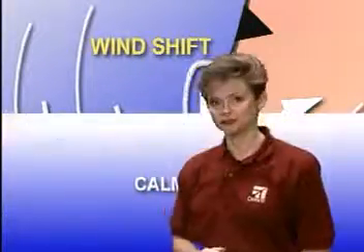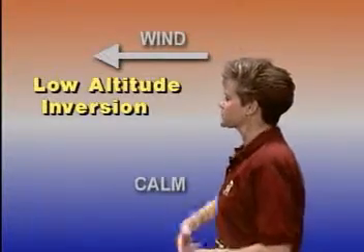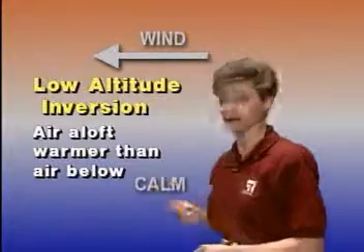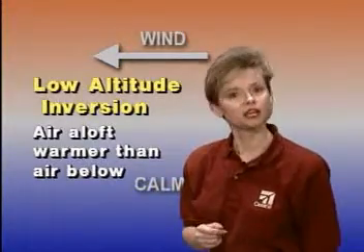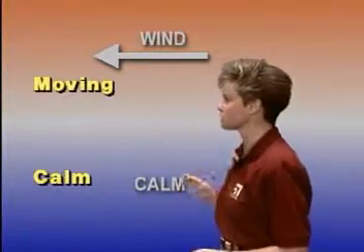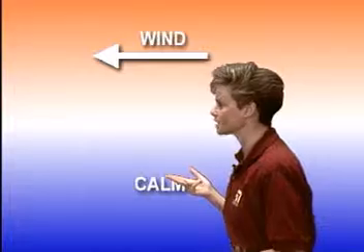Low altitude inversions are another cause of wind shear. An inversion occurs when the air aloft is warmer than the air below, instead of colder as it is normally. Usually, the air above an inversion is moving and the air close to the ground is calm. So as you descend from the moving air into the calm air, you will see a change in your airspeed. We'll talk more about fronts and inversions in the lesson on weather.